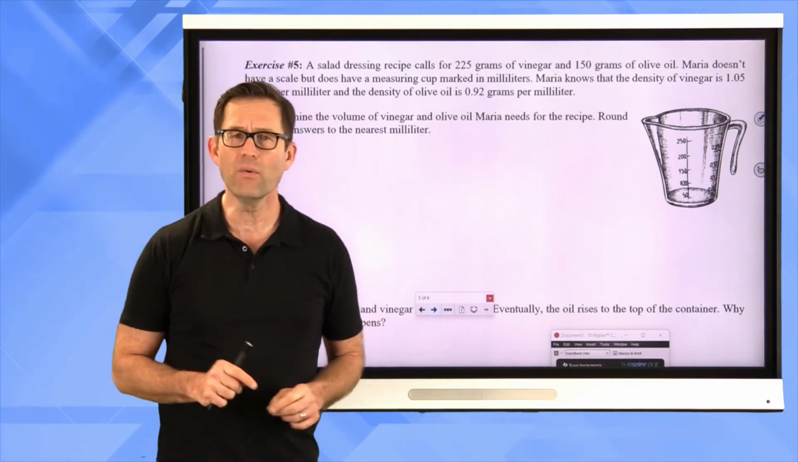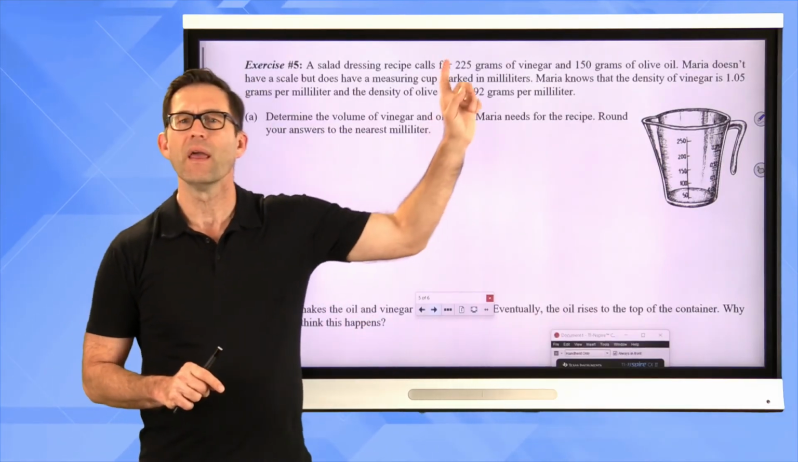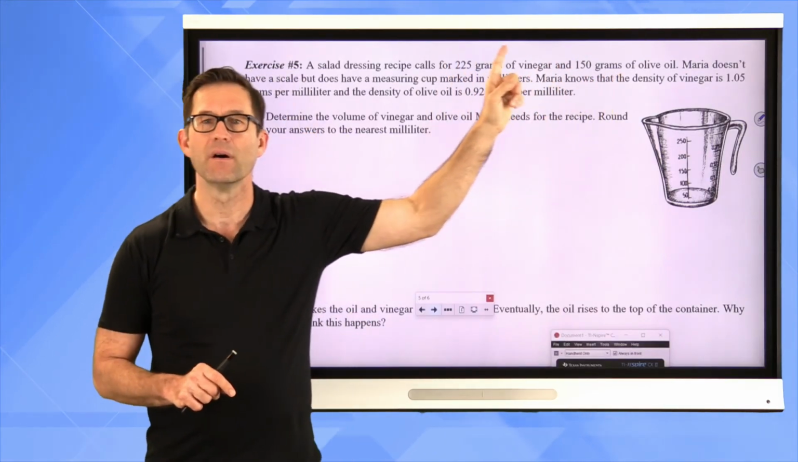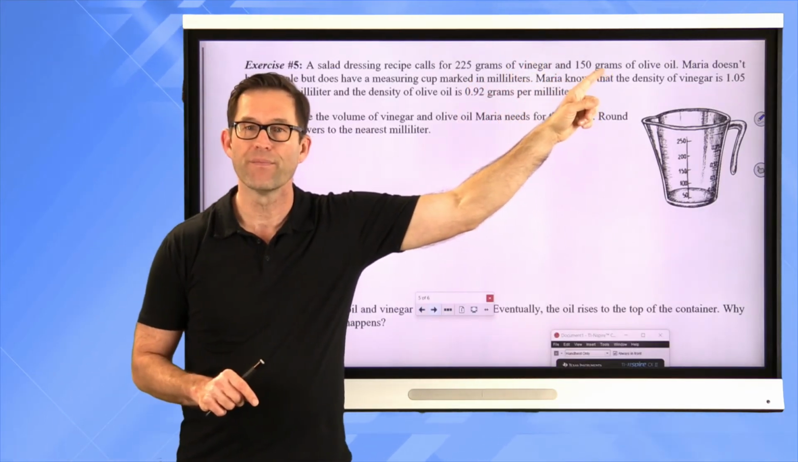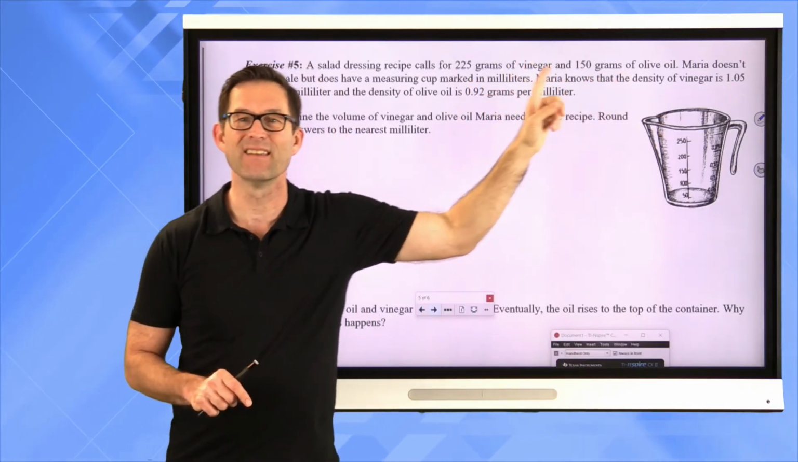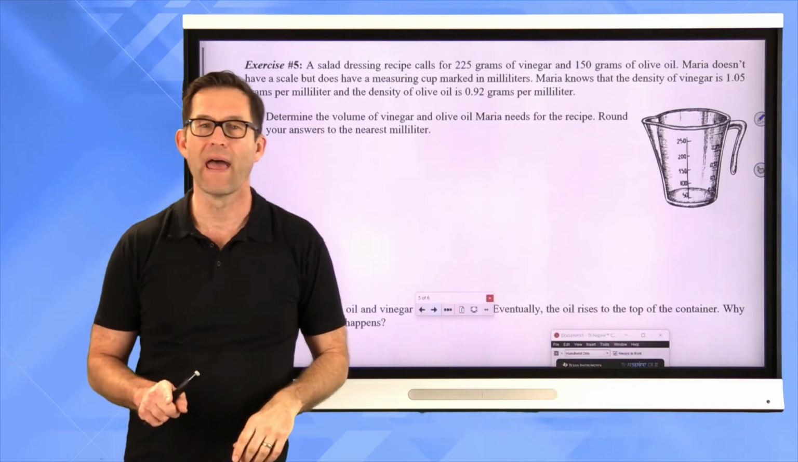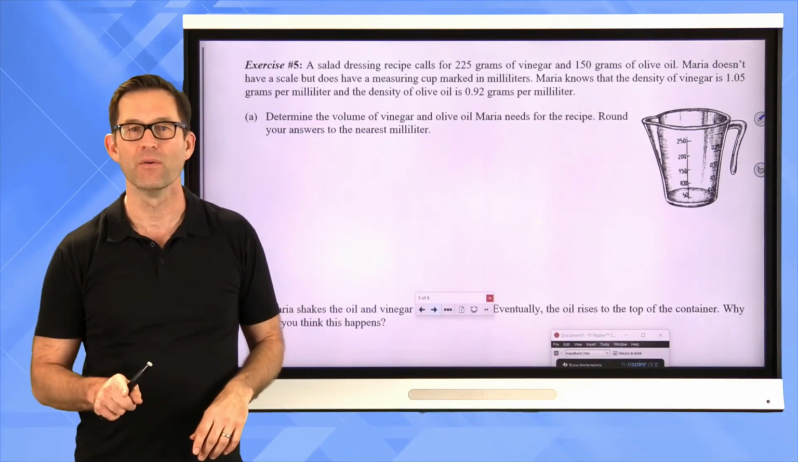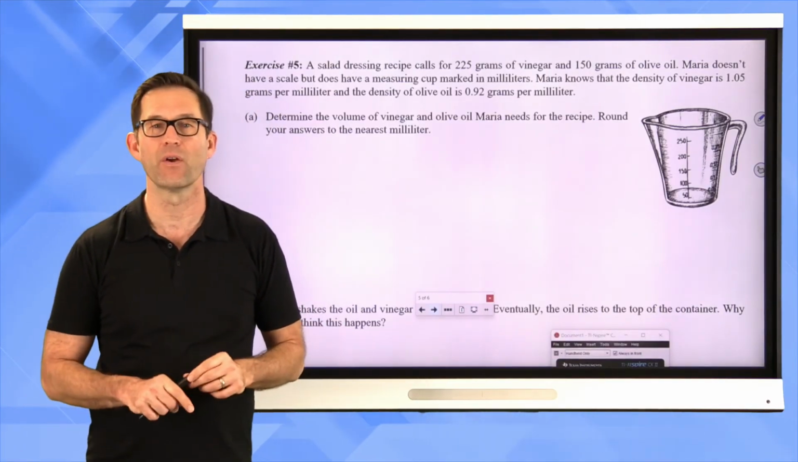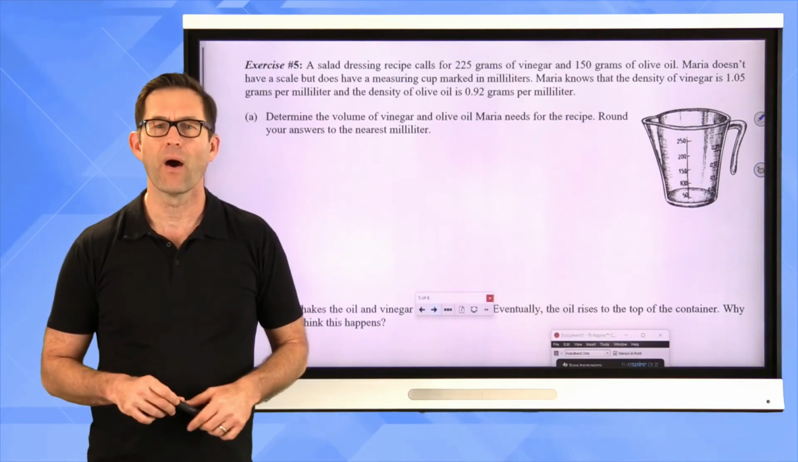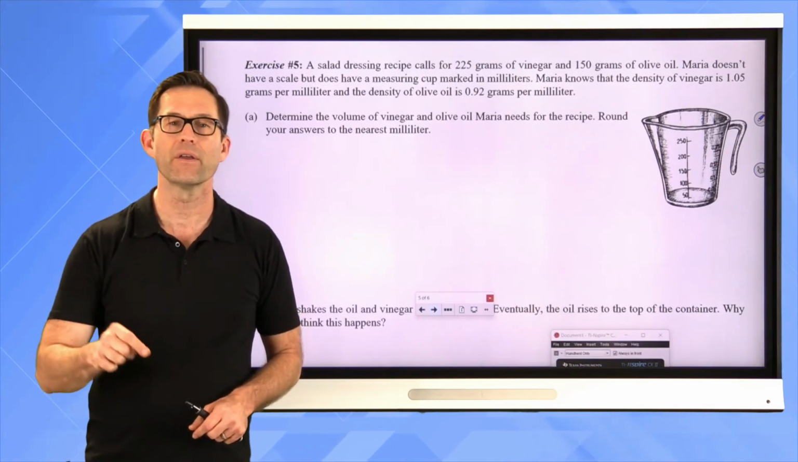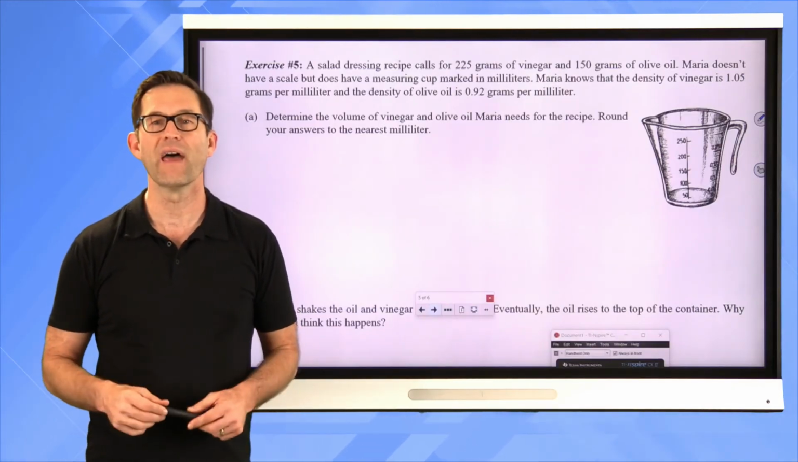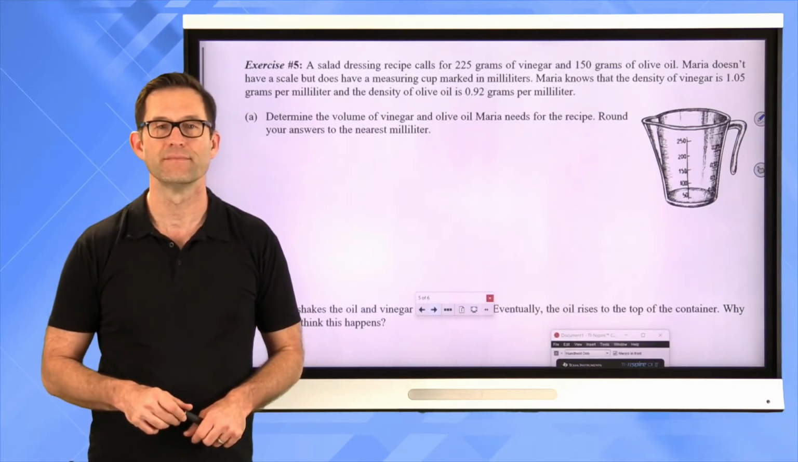But what we do need to think about in this problem is we've got masses of both vinegar and of olive oil, and we've got mass densities. What we don't know now is what the volumes are, and that's what we want to figure out. Pause the video now and see if you can figure out the volume of vinegar and the volume of olive oil that we need to add to make this recipe work.